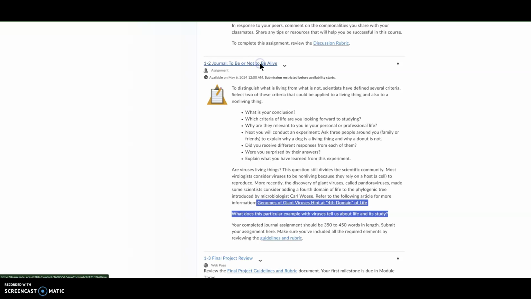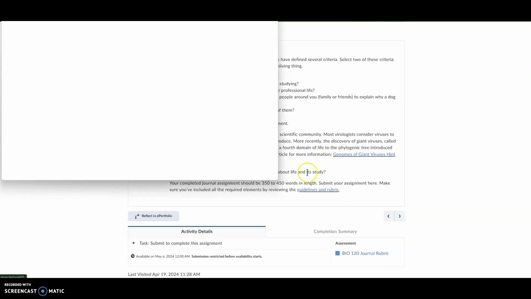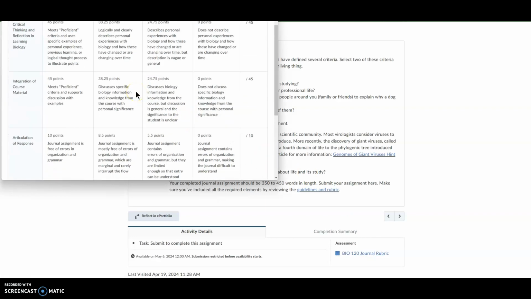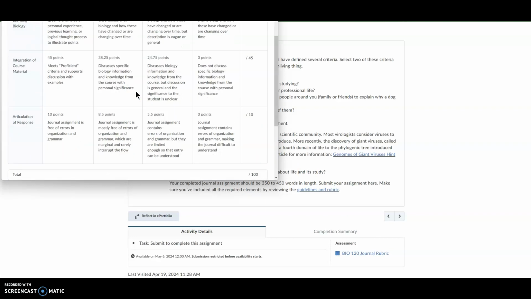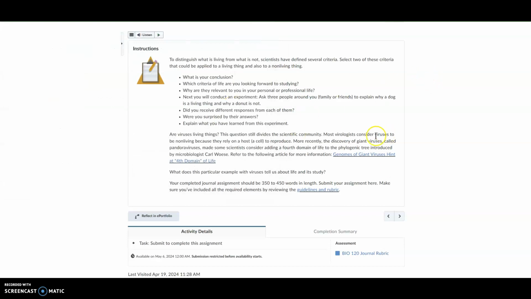Now if you click on it, there is a rubric associated with this assignment. It's kind of generalized, so that's why some students sometimes have questions about this. So I'm going to show you the best way to complete this assignment. What you're going to want to do is create a Word document to answer your questions in. I know it says 350 to 450 words in length, but you might have to go a little bit longer so that you're completely answering the questions.